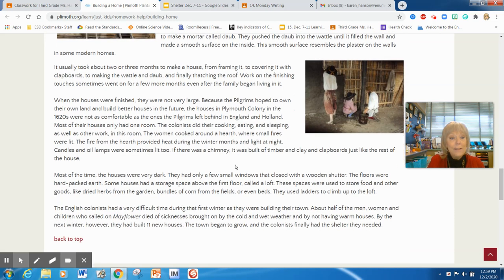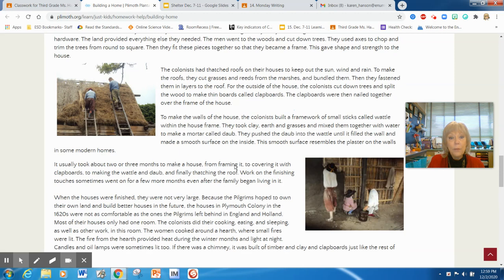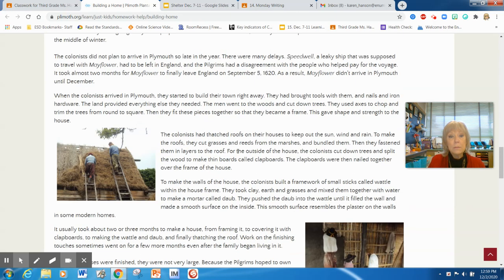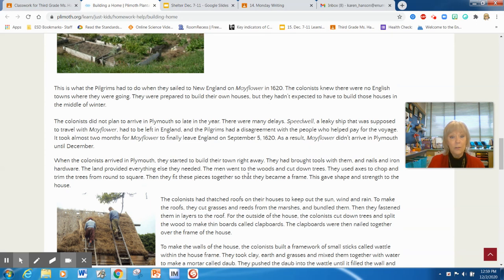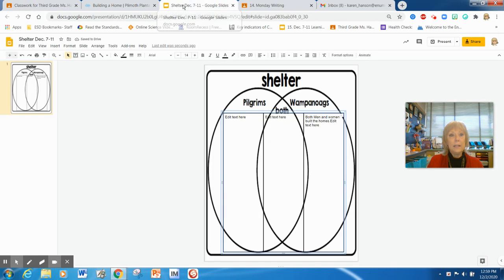In this article, I do not see anything about the women actually building the homes and cutting down all of those things. So it says that they cut grass and reeds, but it doesn't say it was just the women, does it? So it looks like from this article that only the men were the ones who were actually building the homes. So I'm going to put here on the Pilgrim side, only men built the homes. All right, so we know that those are two things that are different. So now we want to look at the shelter of what was the same.